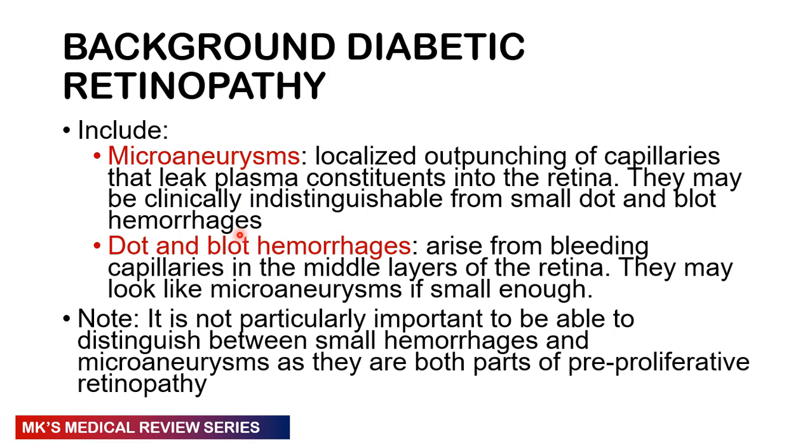Then the dot and blot hemorrhages are going to be arising from bleeding capillaries in the middle layers of the retina. They may look like microaneurysms if they're small enough. So actually, it's not even particularly important to be able to distinguish between these two even on your exams or even just in any patient, because whether the patient has small hemorrhages or microaneurysms, they are still going to be part of pre-proliferative retinopathy or non-proliferative diabetic retinopathy.